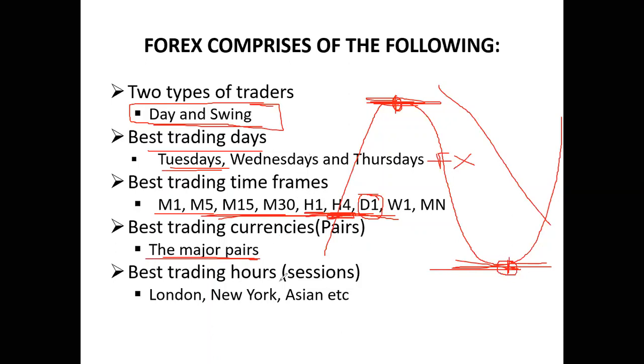The best trading hours or sessions are the London and the New York sessions, because that's when we have high volatility. From 8 a.m. till evening, around 6, 7, 8. The London session starts by 8. You can Google it.